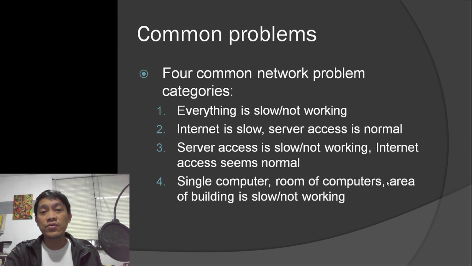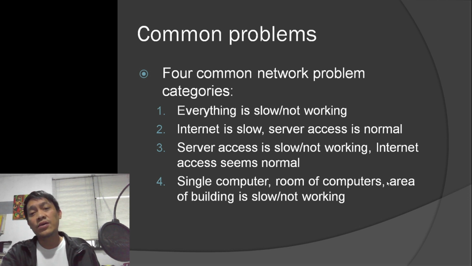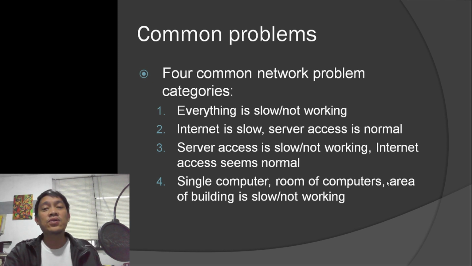Okay, number 4, single room, room of computers, or area of building is slow or not working. So always consider the size of the affected area. It may be a single computer, so isolate the single computer. It may be a room of computers. It may be an office, or a building, or the entire building. Okay, so you have to consider identifying the scope of the problem.